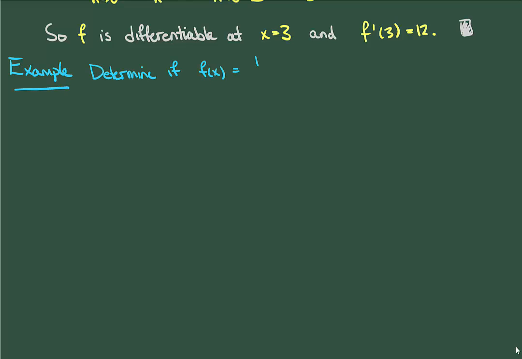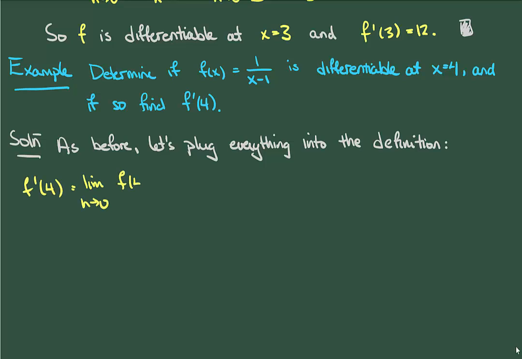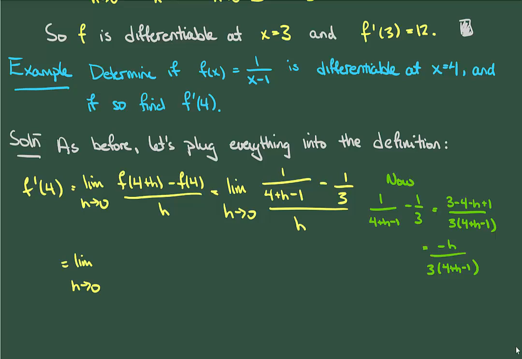Here's another similar but different example. Let's see if 1 over x minus 1 is differentiable when x equals 4, and find the value of its derivative. Once again, we're just going to throw everything into the definition. Using the fact that f of x equals 1 over x minus 1, we get this. Now let's simplify the denominator here. I'm going to do the work on the side just to make our lives a little bit easier. Again, there's some convenient canceling, and if we plug this back into our formula, we get this.